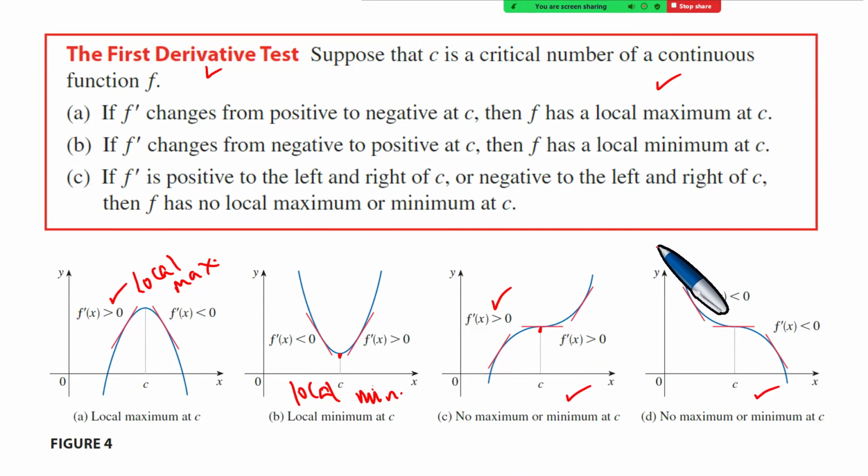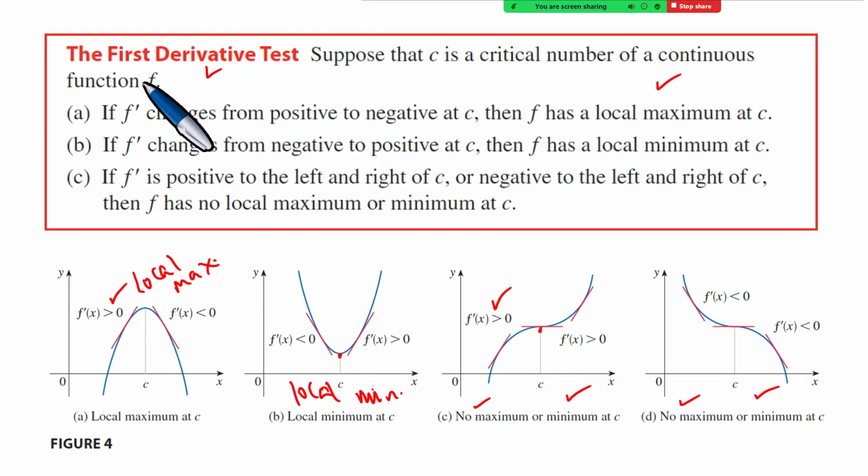Because it is positive all the way. Positive to the left, positive to the right. Negative to the left, negative to the right. Because of this, we are able to determine that the function f we're investigating has no maximum or minimum at C. So the maximum and minimum occur when the derivative changes sign from positive to negative or from negative to positive. This is called the first derivative test.